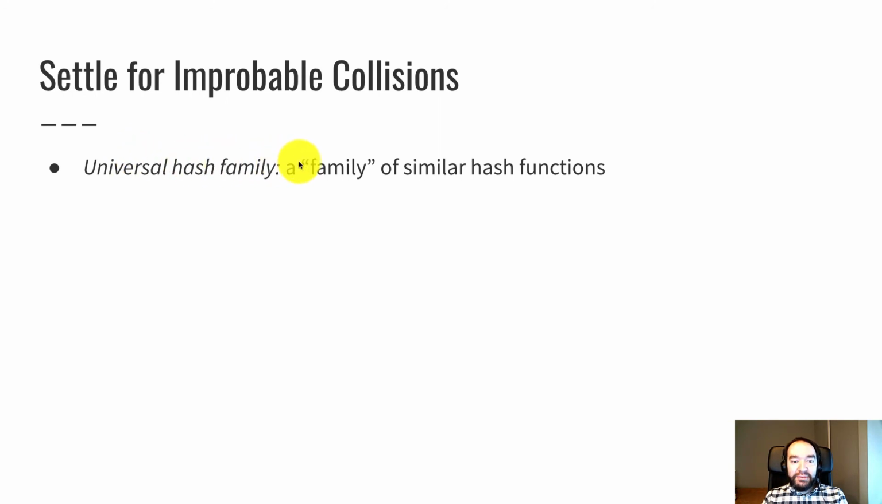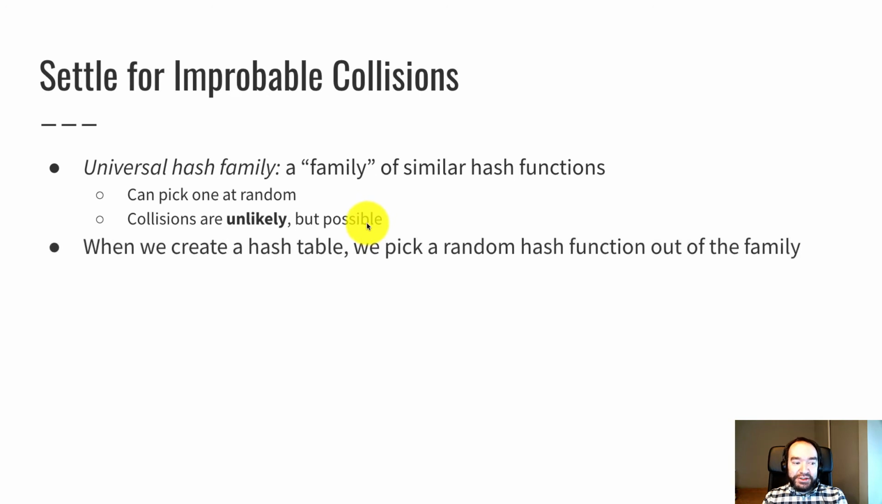In mathematics, a family of functions is a collection of functions that are basically the same, but they vary a little bit. There are parameters that make them slightly different from function to function, but they all work basically the same way. So a universal hash family is a family of hash functions that make collisions very unlikely. And so if we can define one of these in our computer code, then we can pick a random function out of a family of similar functions and use that for a hash table, and that will make collisions unlikely, still technically possible, but unlikely to happen very much.